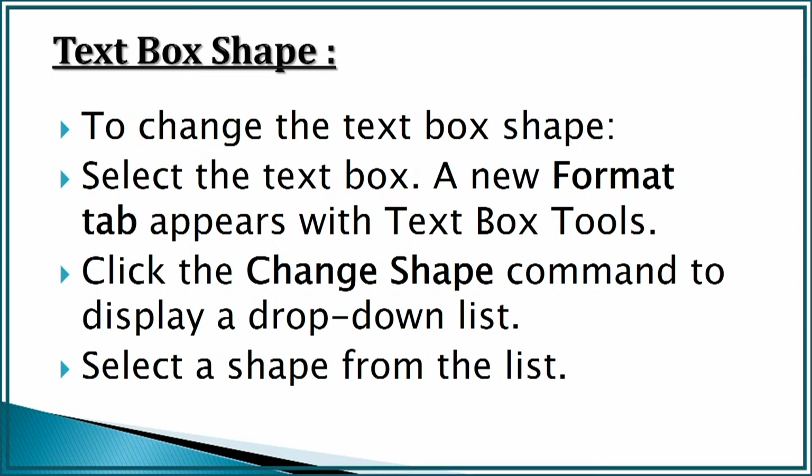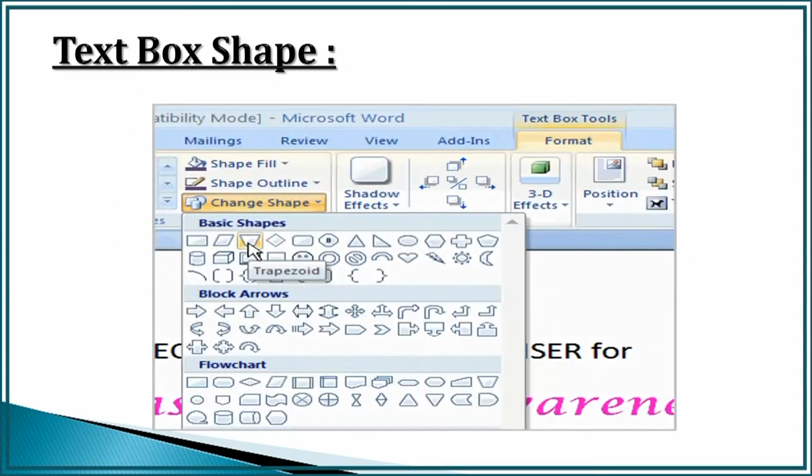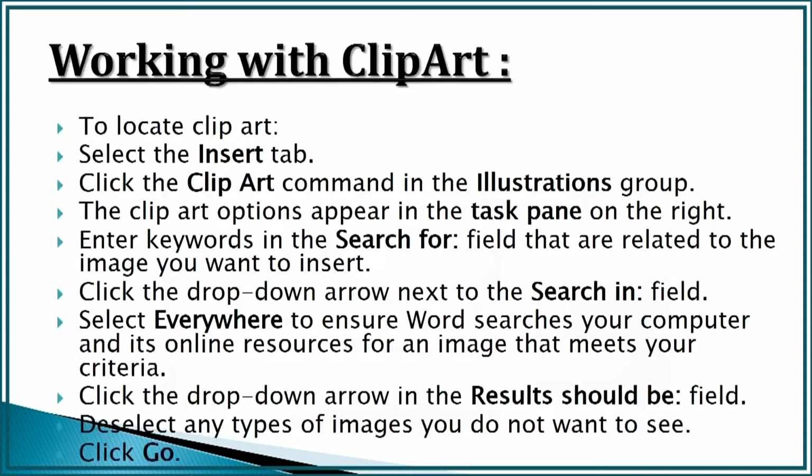We can also change the text box shape. We have to go to the format tab, and then we can change the shape of the text box. So we can use a rectangle, arrow, flowchart, different options, and we can add text inside it.